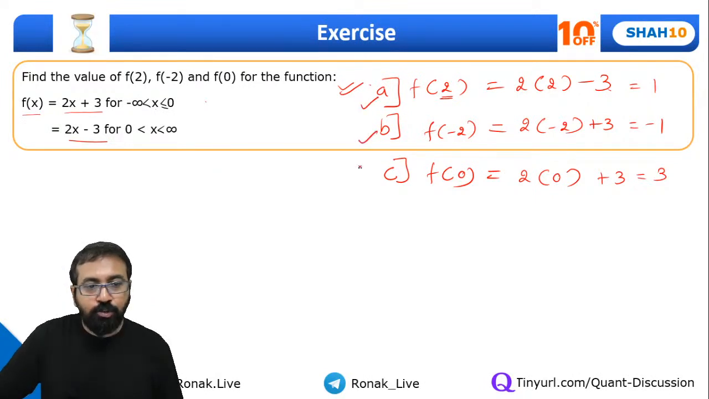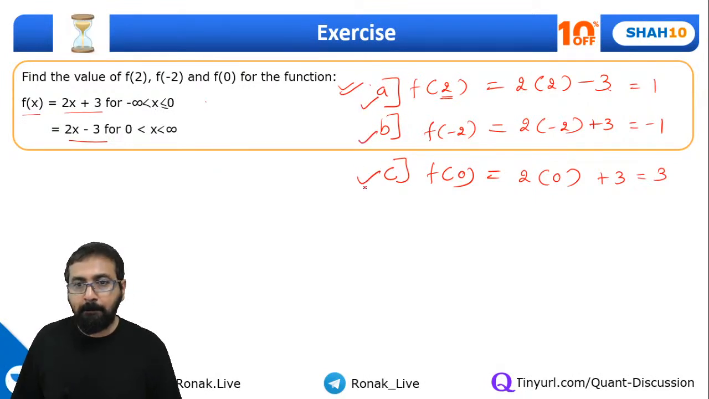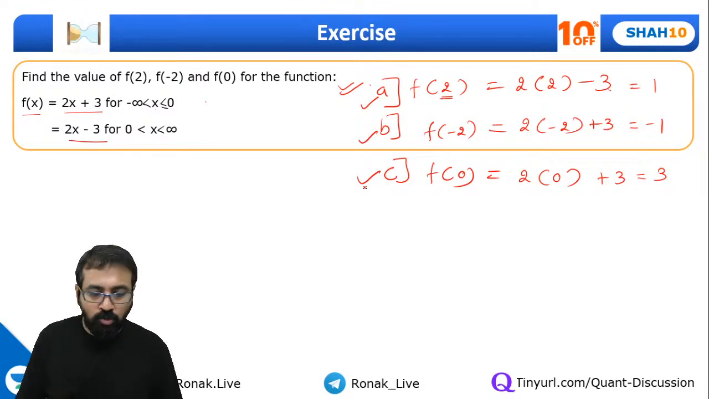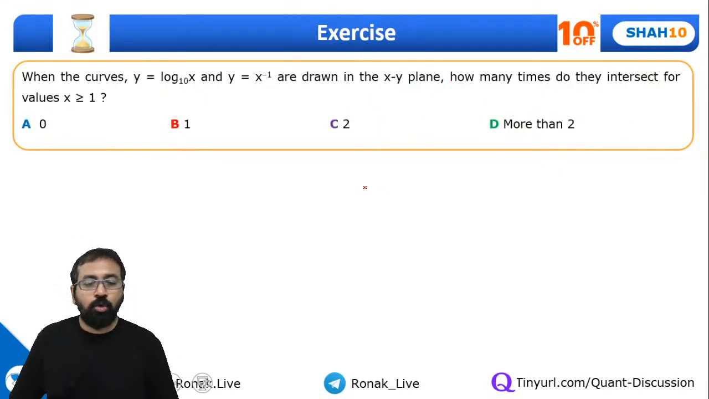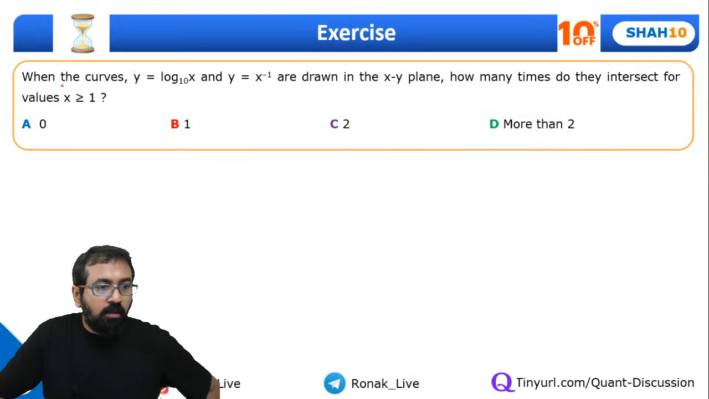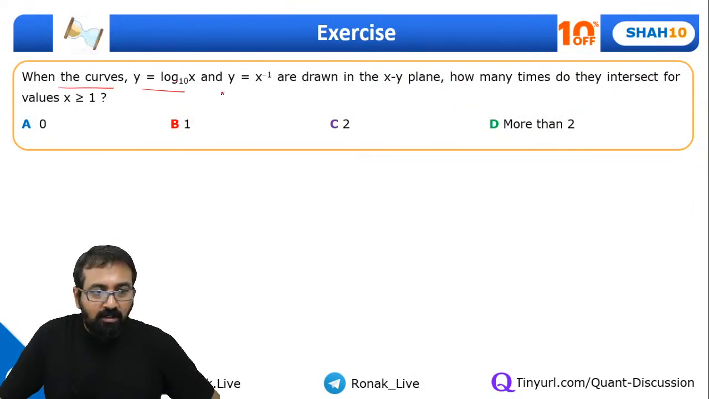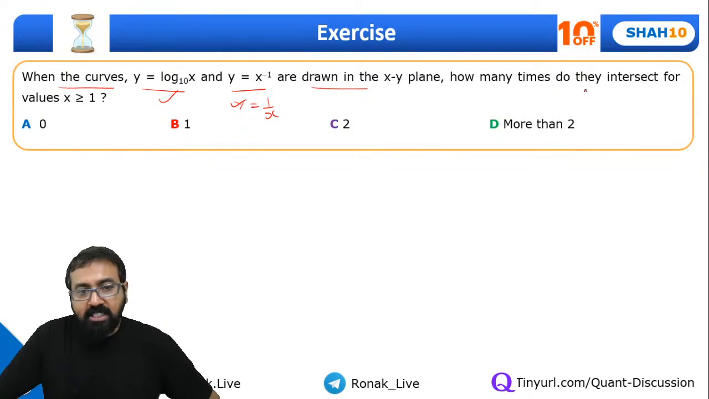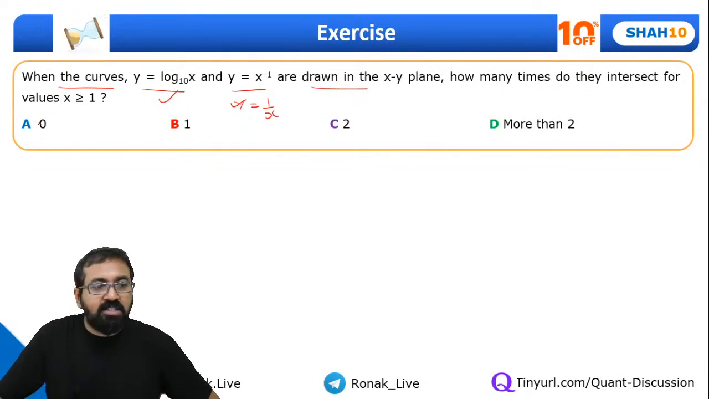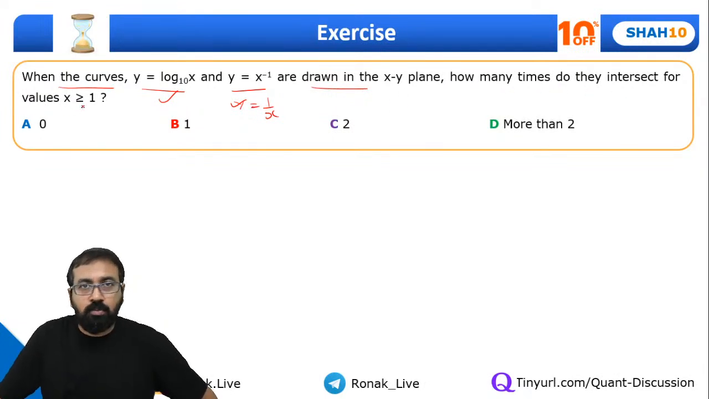Great, guys. Have you all understood these questions, everyone? Okay, so let's go ahead and take one more question. Look at this question. When the curves y equal to log of x and y equal to x raised to minus 1, so you can also say y equal to 1 by x, are drawn, for how many values of x greater than or equal to 1 do they intersect? How many times will they intersect, guys?